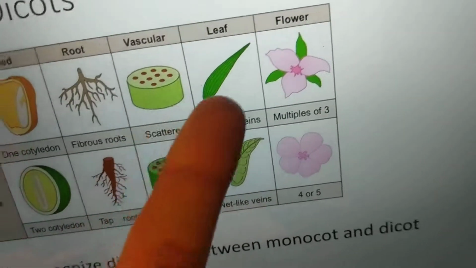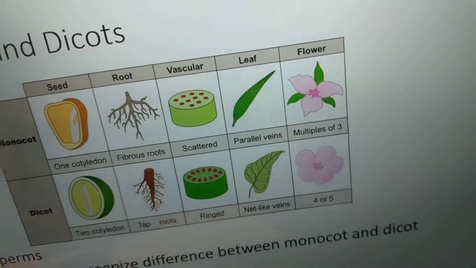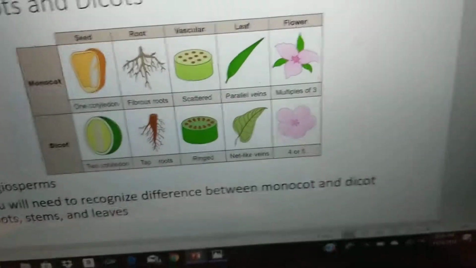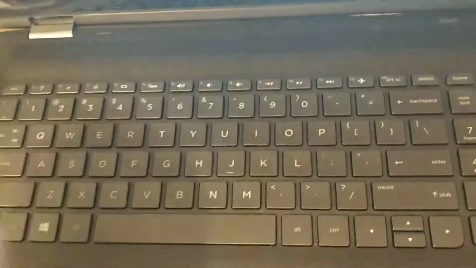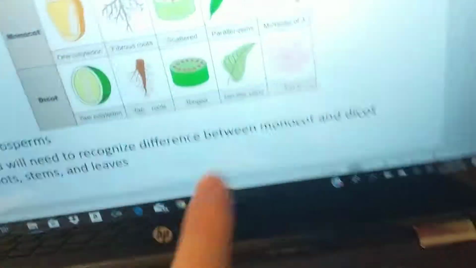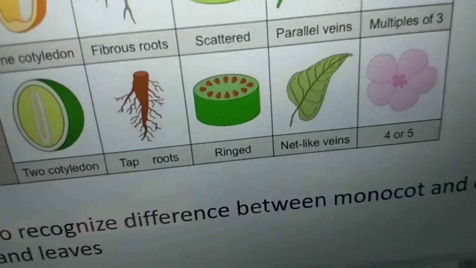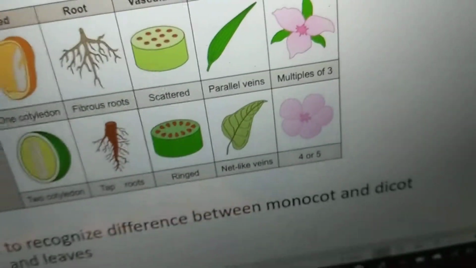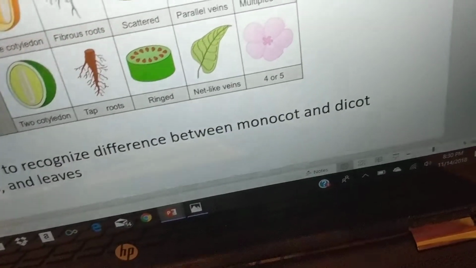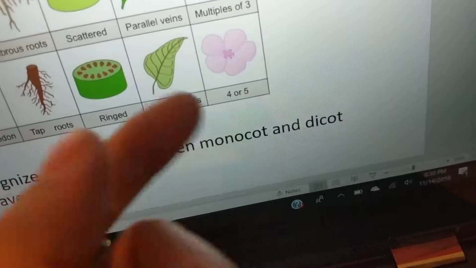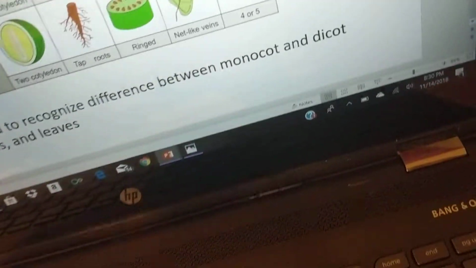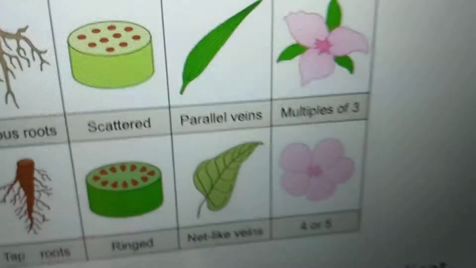Now when it comes to the leaves, monocot leaves are parallel. That means the veins are never touching, like lines. Think of the lines on this keyboard, never touching. In dicots, the veins on the leaves are branching out. They're like a net, like it says right there.